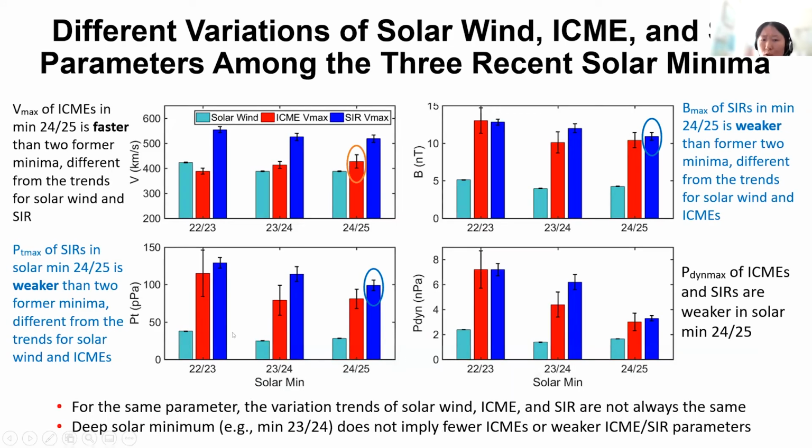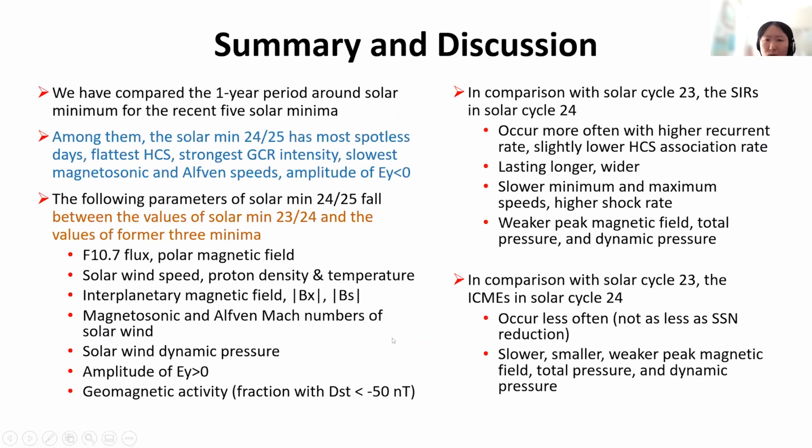Here, just to show you the variation for the three minimum: the solar wind in green, SME in red, and SIR in blue. So you see the different variation trend, and also a deep minimum like 23, 24 does not necessarily imply fewer SMEs or weaker parameters. So this is a summary.